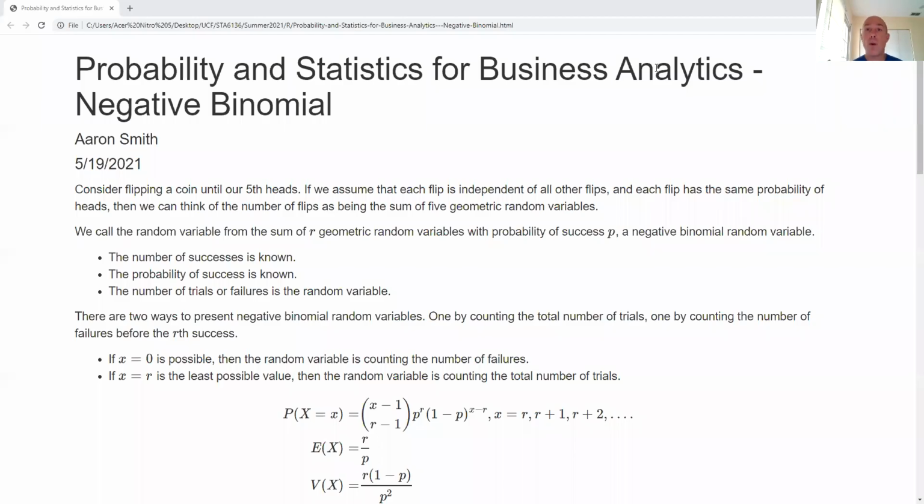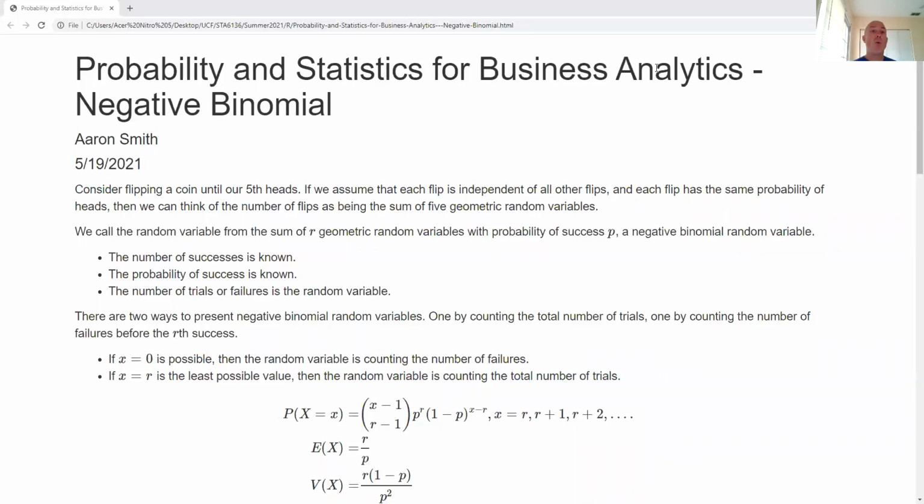Hi, in this video, we want to take a look at the negative binomial distribution. All right, so the negative binomial distribution is very similar to the geometric distribution, but there's a twist. Remember with the geometric distribution, it's like we flip a coin until we get our first heads, or we inspect items until our first defective item. So there, we're going until the first time we get a particular binary result.